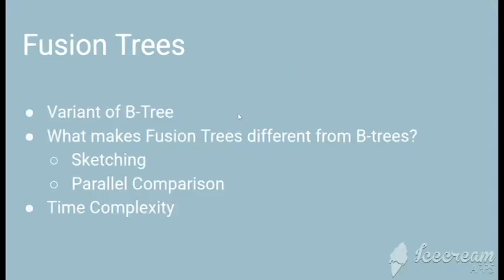Okay, so we know that fusion trees are a derivative of the B tree. We know that in a B tree, one node has multiple key values. This is exactly what it is like in fusion trees as well. The only thing that is different about fusion trees is the technique that it employs. Two techniques, namely sketching and parallel comparison. We'll go into the details of both these techniques, and these two techniques simultaneously affect time complexity.